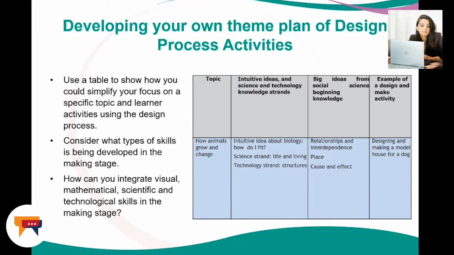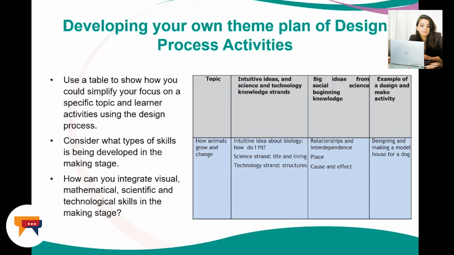So if you look at the topic, how animals grow and change, intuitive ideas about biology, how do I fit? The science strand would be life and living, technology strand, structures. The big ideas, you talk about relationship and interdependence, the place, the cause and effect. All of this impacts how animals grow and change, on how they depend on maybe their mothers, or the place that they're in. It needs to be warm so that they stay dry and protected. The cause and effect, you need to understand what effect certain things can have on them as well. And designing and making a model house for a dog, for instance, like we spoke about previously.